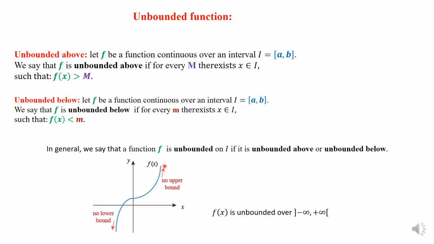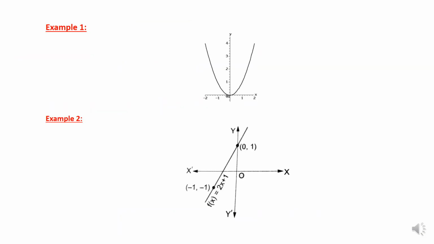If you can see the example here, over R, over minus infinity to plus infinity, the interval is extremely important in case of boundedness. So in the interval minus infinity to plus infinity, or over R, the function f of x here has no lower bound and no upper bound. It goes to negative infinity and it goes to positive infinity as x goes to minus and plus infinity. Now let's see some examples that will help us understand the concept of boundedness more.